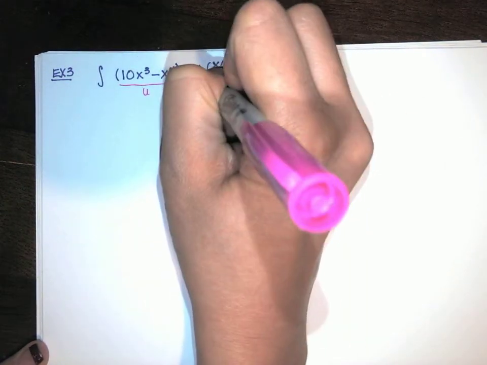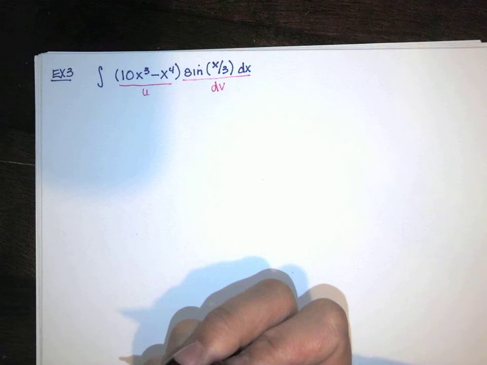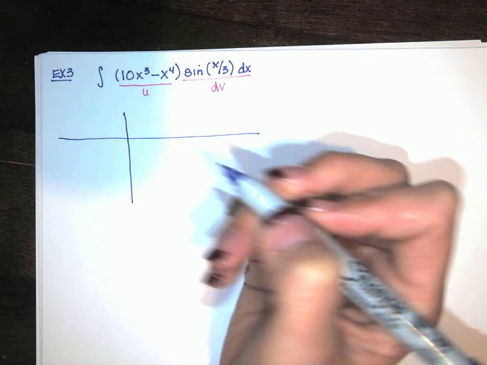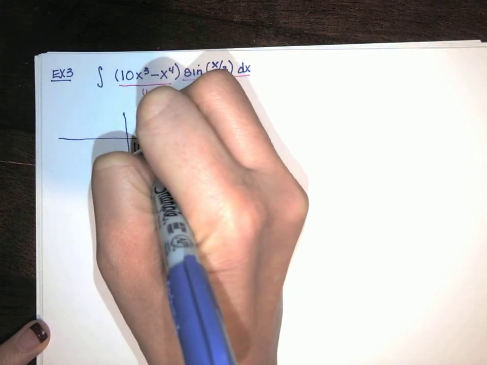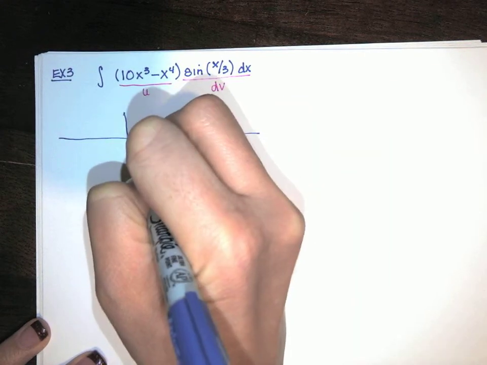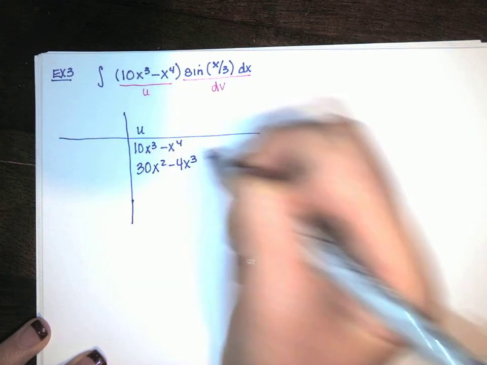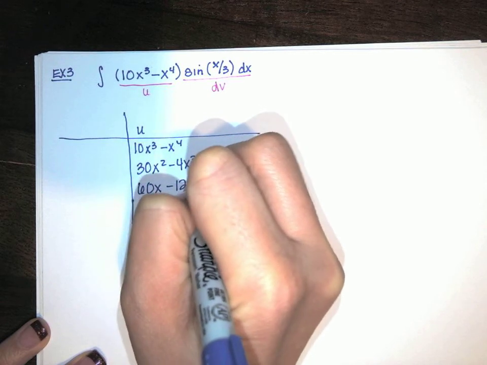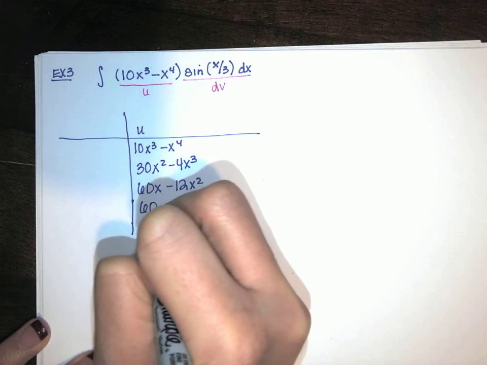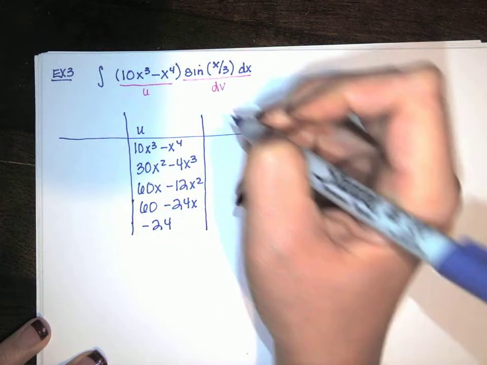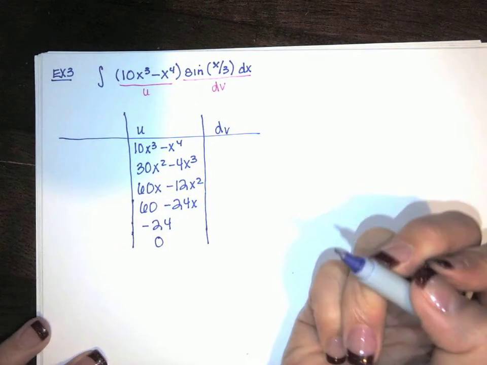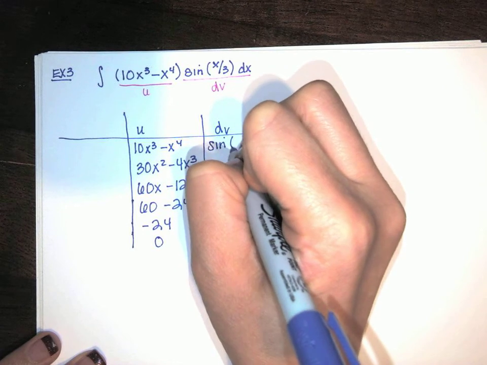We want u to be our polynomial, dv is everything else. Now since u is a 4th degree polynomial, tabular is going to be the way to go. It's simpler and faster than doing integration by parts 4 times. So u goes here. And we're going to differentiate until we get 0. Oops, I didn't get 0 yet, did I? There we go. And then for sine of x over 3, anti-differentiate.